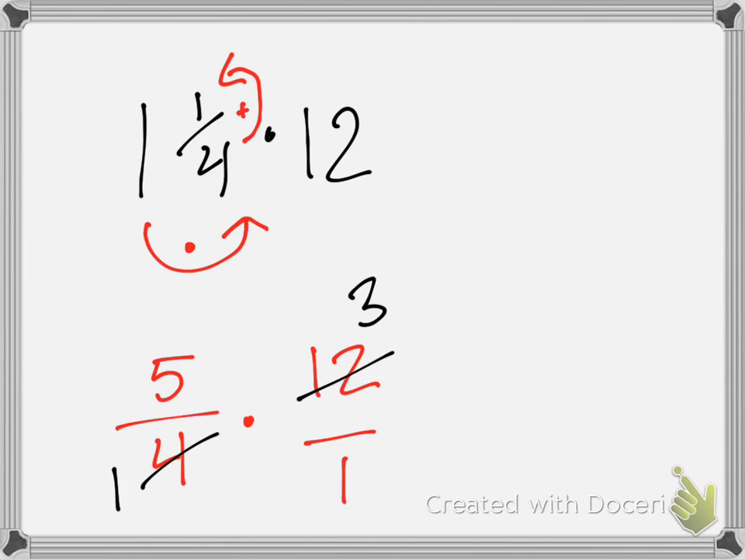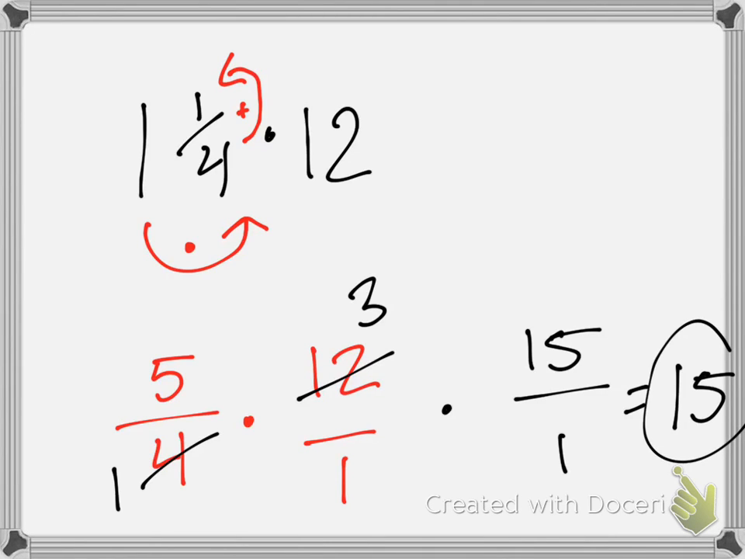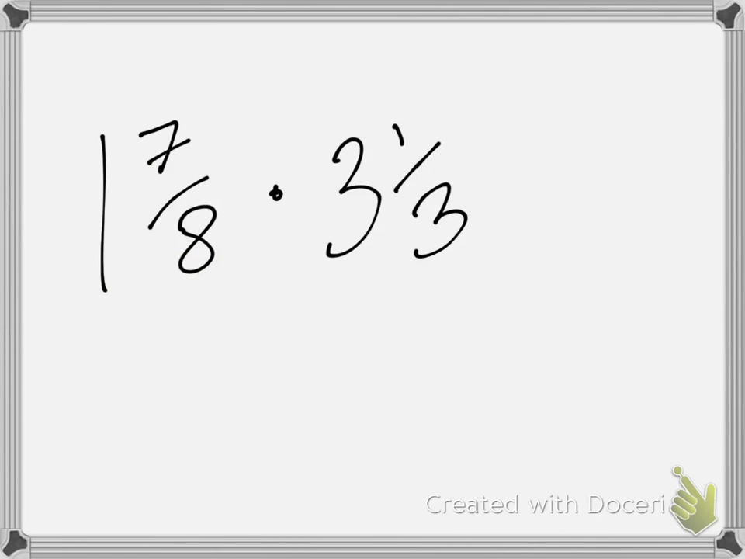Becomes 1. What's 5 times 3? 15. What's 1 times 1, Rafi? 1. So we get our answer to be 15. Exactly.